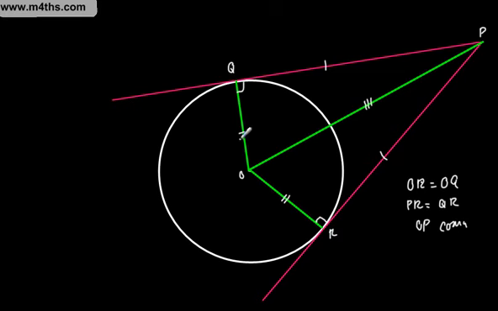So for these congruent triangles, for example, if we were told the radius is 3, and we're told the distance PQ is 4, and we wanted to find the distance PO, then basic Pythagoras tells us that's going to be 5. 3 squared plus 4 squared, square rooted, is 5. So that's your main point.